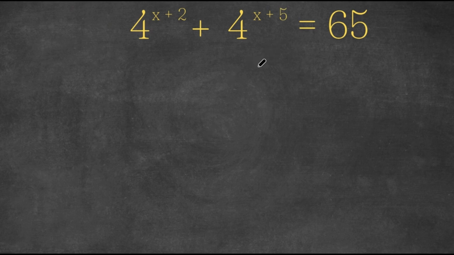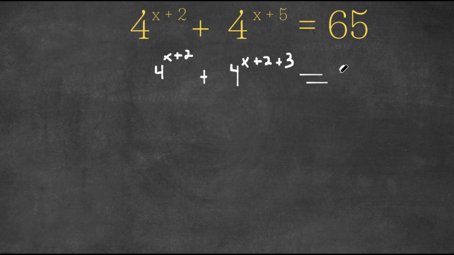In today's video, I'm going to be teaching you guys how to solve this exponential equation. So we have 4 to the power of x plus 2 plus 4 to the power of x plus 5 equals 65. What I'm first going to do is rewrite 4 to the power of x plus 5 as 4 to the power of x plus 2 plus 3. And we are still adding this with 4 to the power of x plus 2. And this is equal to 65.